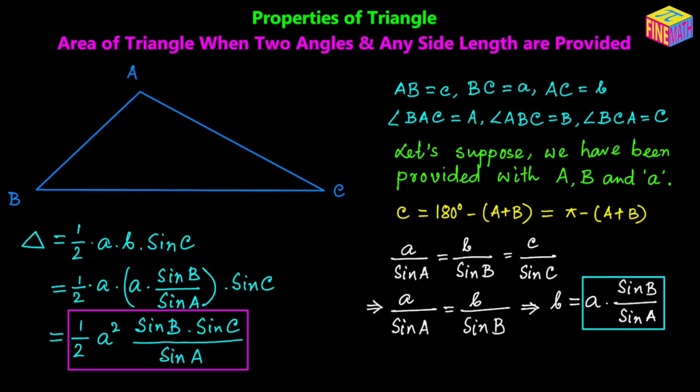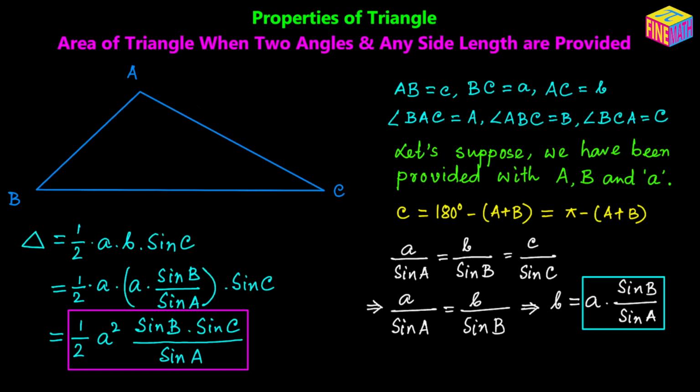So essentially it really does not matter which two angles we are provided with, because no matter which angles we are provided with, we can always calculate the third angle, because the sum of the angles of a triangle is 180 degrees or pi radians, and from there if we are given the values of two angles, then we can easily calculate the third angle. So for a triangle, if we are provided with two angles, that means indirectly we have been provided with all three angles, because we can easily calculate the third one, right?